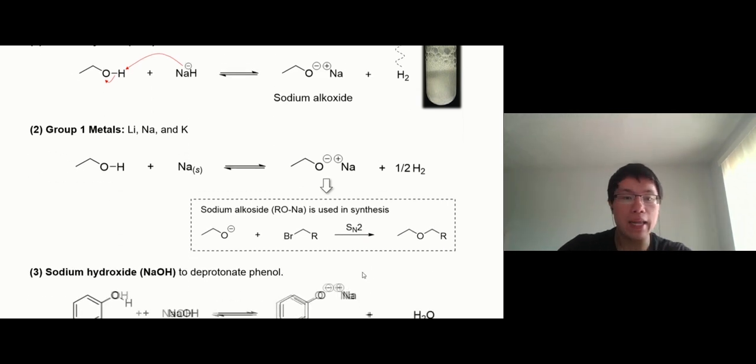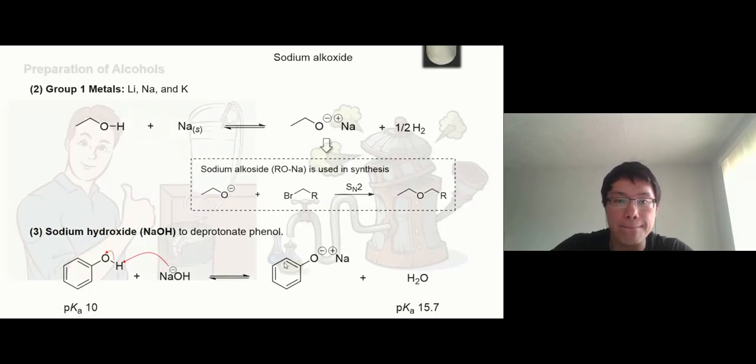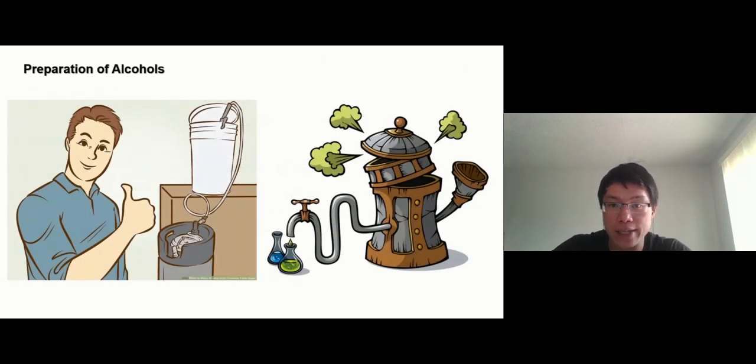Okay, all right, one more for phenol. Sodium hydroxide works. Just sodium hydroxide. You get the phenoxide ion. This is sodium phenoxide. Okay, all right. Let's talk about the preparation of alcohol.